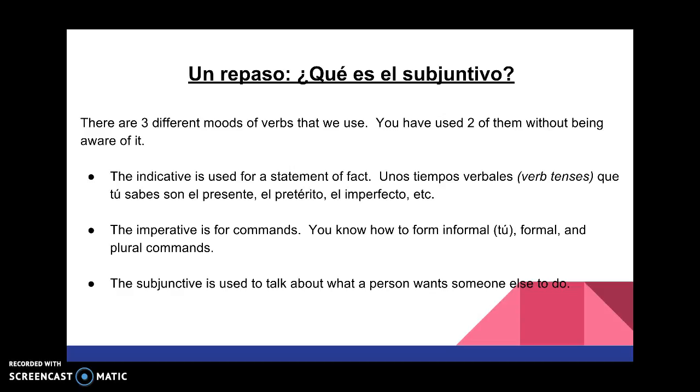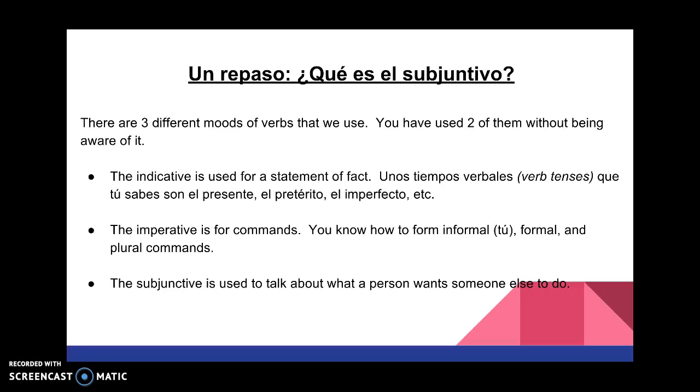The one we've used the most often, and that we do use the most often, is the indicative, which is used for a statement of fact. So you currently know el presente, like el presente del indicativo, is what we consider to be the regular present tense. El pretérito, el imperfecto, el presente perfecto, el presente progresivo, el imperfecto progresivo. Todos esos tiempos verbales son en el indicativo. They're all examples of the indicative.